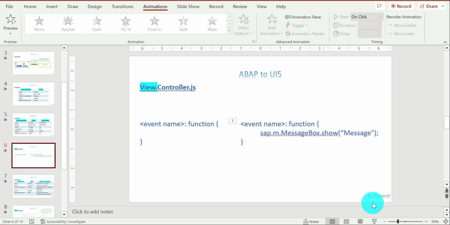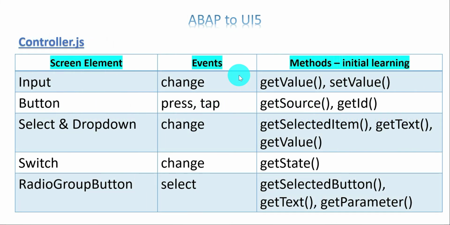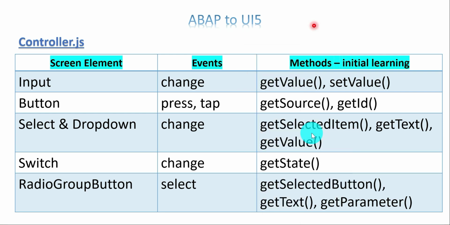Yeah, so here we stopped, right? So this is a controller. Now, methods. That is very important for an ABAPer to understand, what methods are available. Every screen element has its own method or methods, probably more than one. So we need to identify which method is apt or relevant for the business scenario.